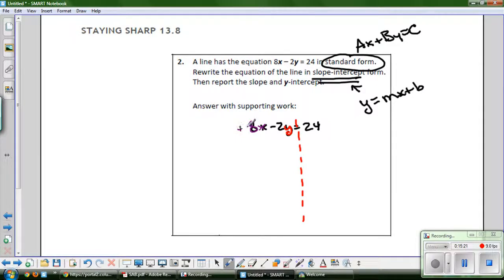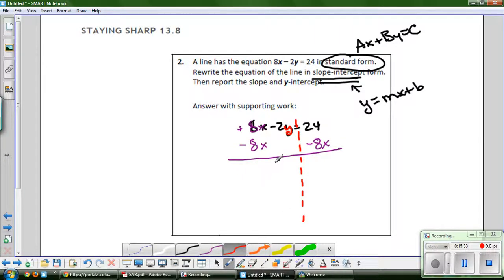Don't be tempted over here to write a 16x. It's not. This has x's. This doesn't. You can't take 8x's away from something that has no x's. So we'll carry everything down. 24 minus 8x.